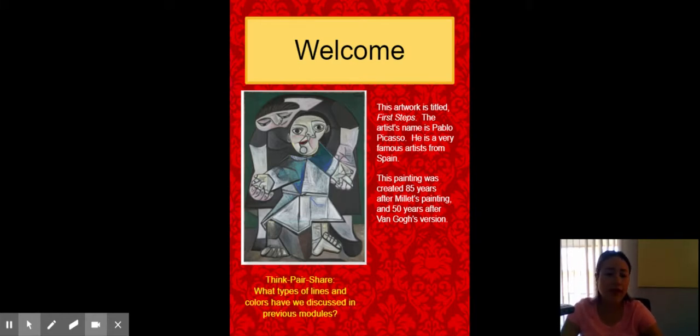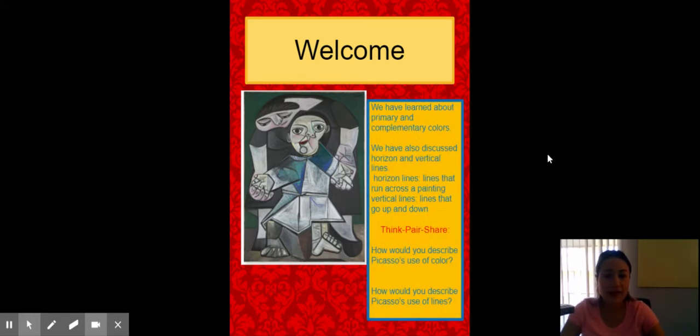Now, what types of lines and colors have we discussed in previous modules? Do you remember any? Any time that we would look at a painting, observe it, see how they exactly drew the lines, the details on the painting. If you don't, worry not. We have learned about primary and complementary colors. We also have discussed horizontal and vertical lines. Horizontal lines are lines that run across a painting, and vertical lines are lines that go up and down.